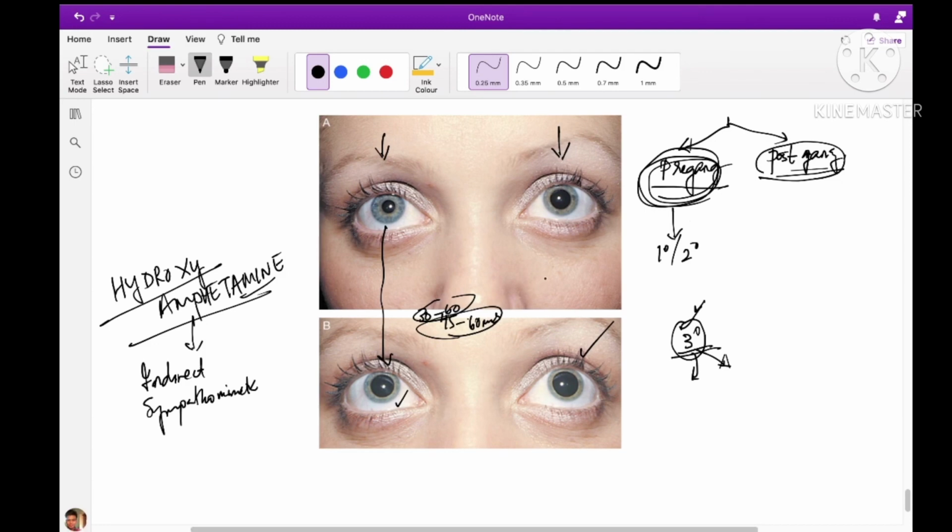But if there is no dilation like this, we can localize the lesion to the third order neuron. Why? Because no noradrenaline will be released, because the third order neuron is defective. So in postganglionic or third order lesions there is no dilation, but in preganglionic lesions there will be dilation, right? This is how you localize the lesion. To distinguish between first and second order, you have to do imaging. So this is how you use hydroxyamphetamine to localize the lesion. Thank you.